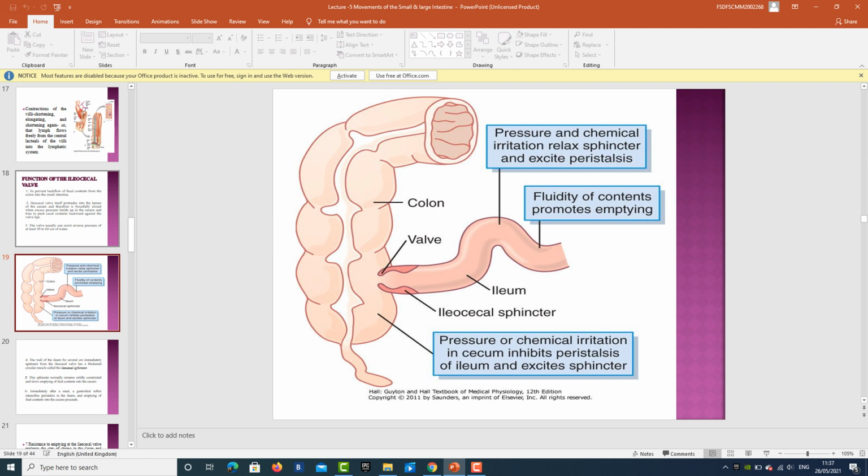The pressure and the chemical irritation relaxes the sphincter and excites the peristalsis. The fluidity of the contents promotes the emptying, and the pressure or the chemical irritation in the cecum inhibits the peristalsis of the ileum and excites the sphincter.